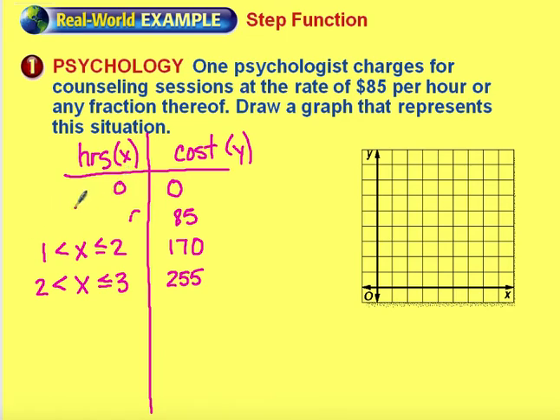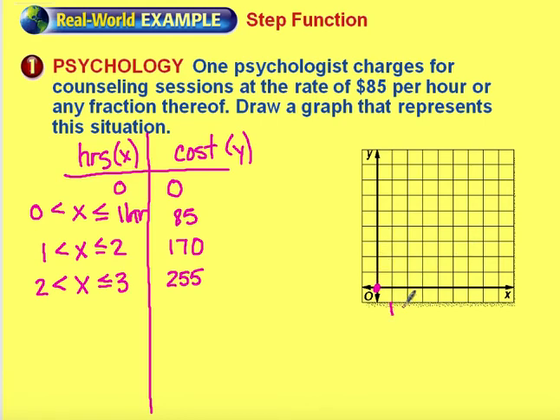All right, so if I go back and fix this and write this correctly, this is 0, 0, but as soon as we are over 0 hours, but less than or equal to 1 hour, we are at $85. So our jumps are going to look a little different this time with where I put that solid dot. So I'm going to start at 0, 0, because obviously at 0 we're not going to be charged anything. But as soon as we go over 0, we're going to be at $85.